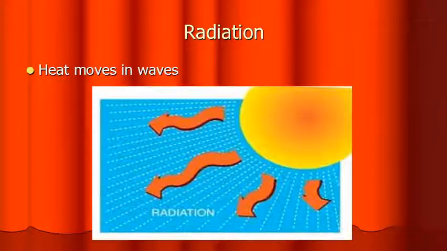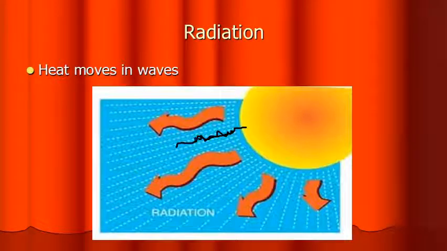And last but not least, we have radiation, which is heat moving in waves. One of the main examples of this is the heat that comes from the sun to the earth. It's an interesting thing because we're talking about heat as atoms moving fast, but this heat actually travels through empty space. So it's an interesting question to ask, what is actually jiggling here? If there's no atoms in empty space, then what's actually moving back and forth?